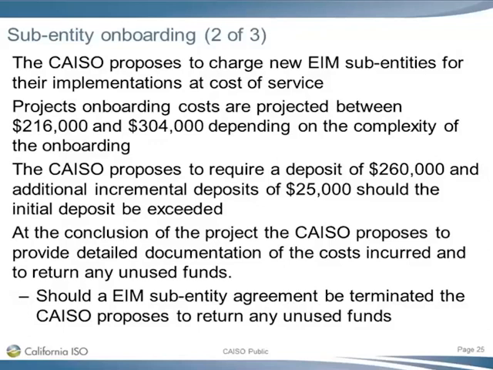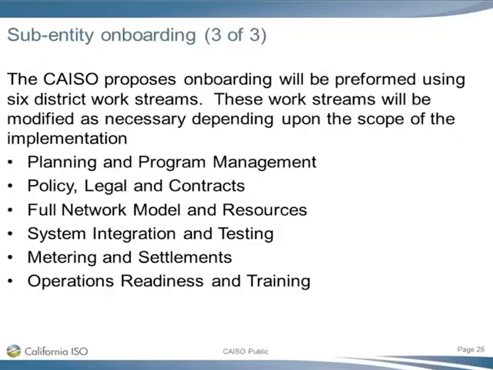Additionally, should an EIM subentity agreement be terminated during the process of onboarding, the CAISO would move to immediately stop all work on the subentity and then return any funds that are still unused. For the actual onboarding process, the CAISO proposes using 6 distinct work streams. These are based upon the EIM onboarding right now that we have for EIM entities. However, they will be modified as necessary depending upon the scope of the implementation. Next slide.